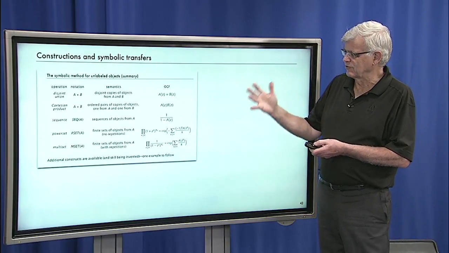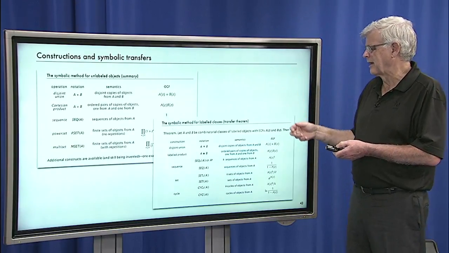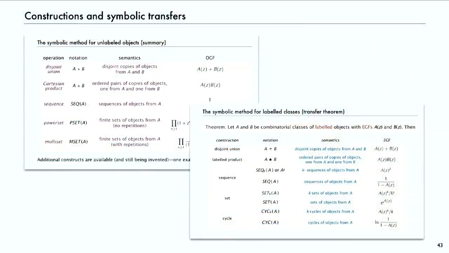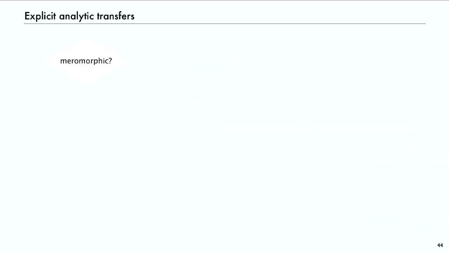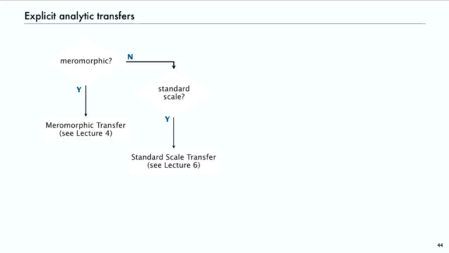Early on, we looked at constructions and symbolic transfers for unlabeled objects and for labeled objects, and these basic constructions gave us the tools to specify many classic combinatorial problems and get associated generating functions immediately. And then after treating generating functions as analytic objects, functions in the complex plane, we saw explicit ways to transfer from generating function equation to coefficients. For meromorphic functions, there's a general transfer theorem.